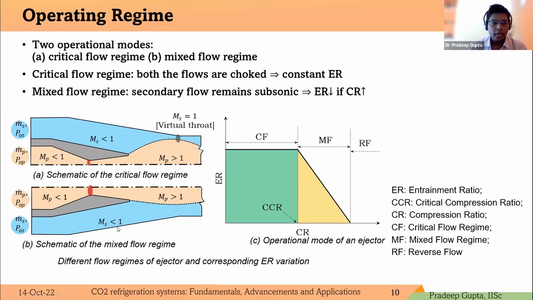On the other hand, for the mixed flow region, only the primary flow chokes at the nozzle throat, while the secondary remains unchoked in the ejector. Increasing the back pressure causes the secondary mass flow rate to decrease, and in turn the entrainment ratio decreases with the compression ratio. Reverse flow is when the primary flow itself is not choked and the primary flow can come out from the secondary inlet, and that is called ejector failure.